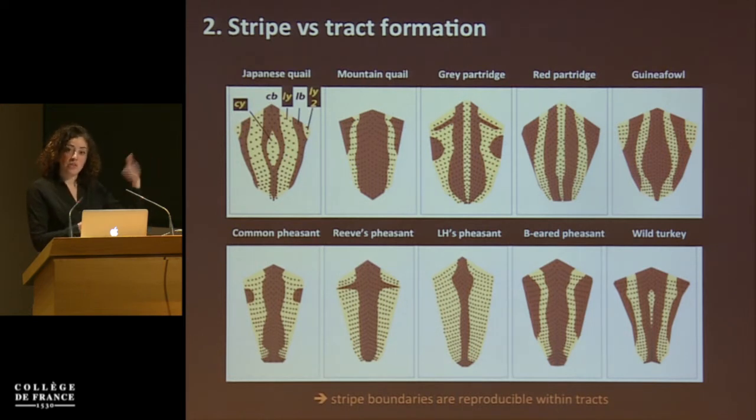But this boundary varies between species, so that boundary is always located on feather row number 7 in the mountain quail. So from these observations, we thought, okay, maybe the periodicity in the striped pattern could be due to the process of feather tract formation.